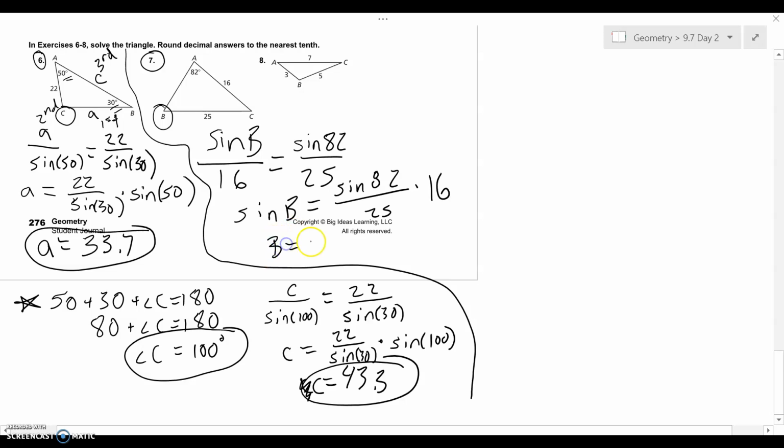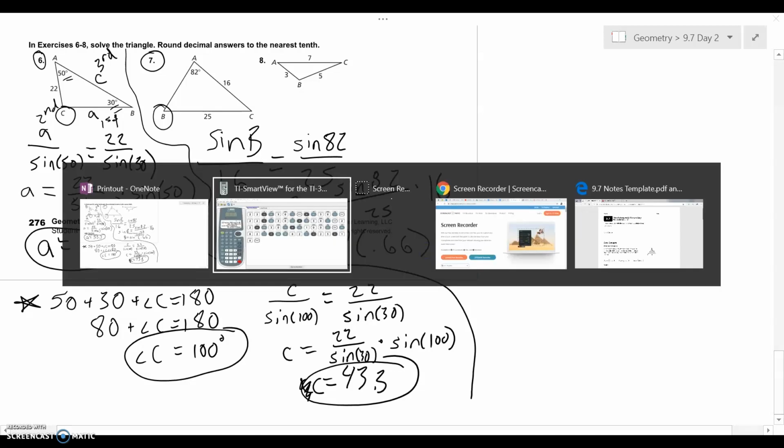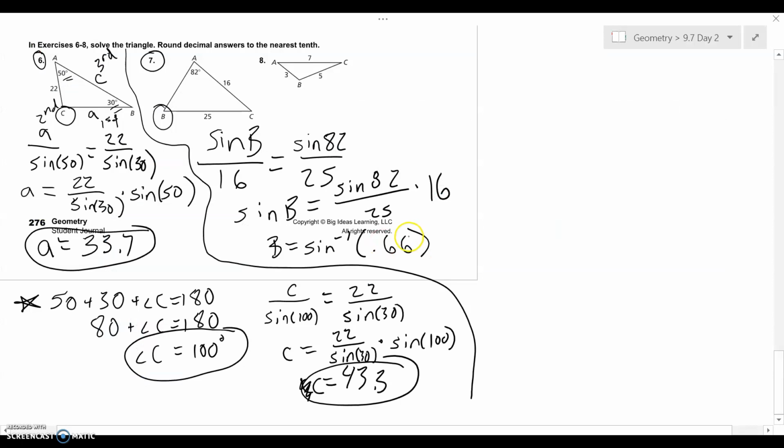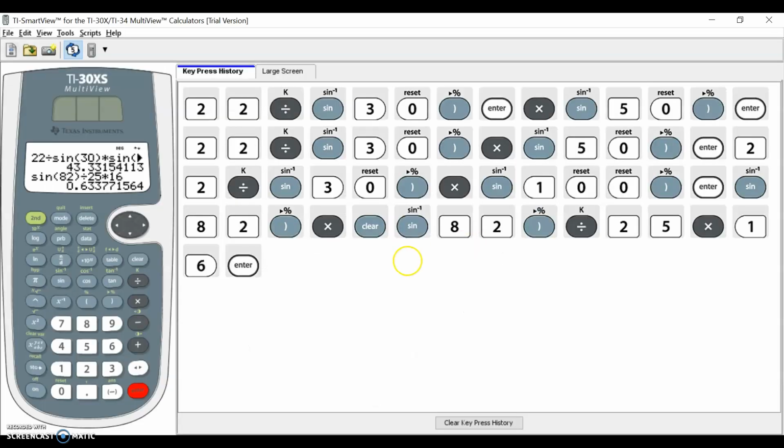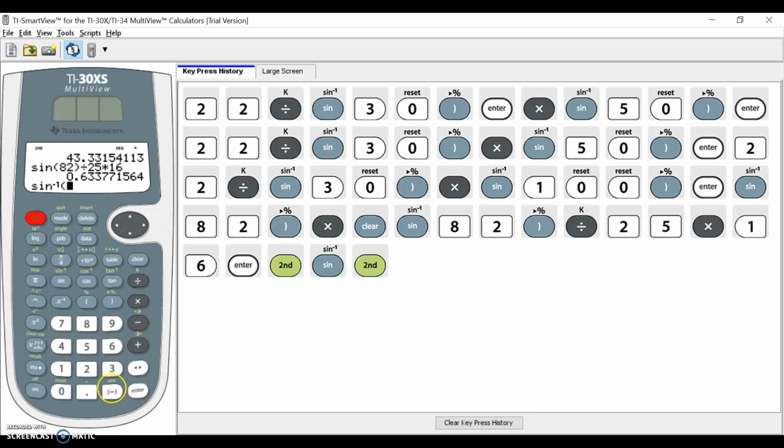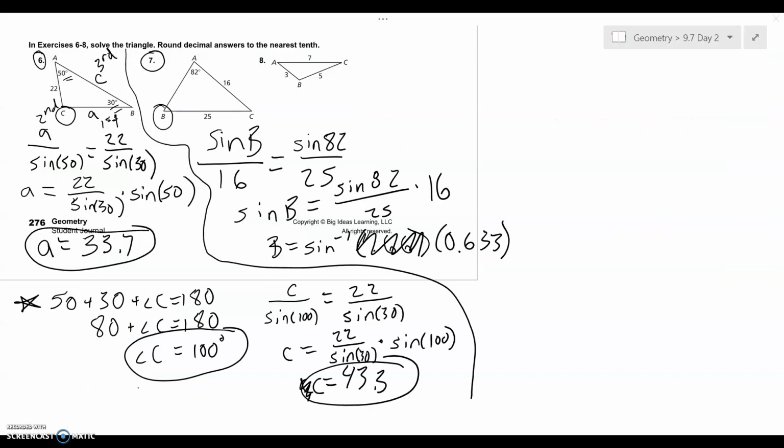So then I'm going to inverse sine that. And this is what we were doing in the previous lesson, 9.6. So I'm going to inverse sine that decimal, sine inverse of 0.633. And I'm actually just going to ask that you leave that in there. We're going to hit second sine, and if I do second and that little minus sign, it's going to take my answer and put it in the parentheses, so you don't have to retype it. And then I've got 39.3 degrees. So there we go, 39.3 degrees for angle B.